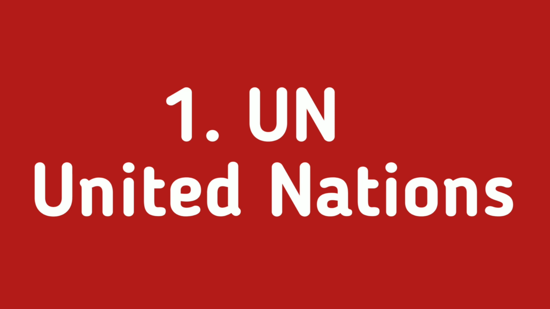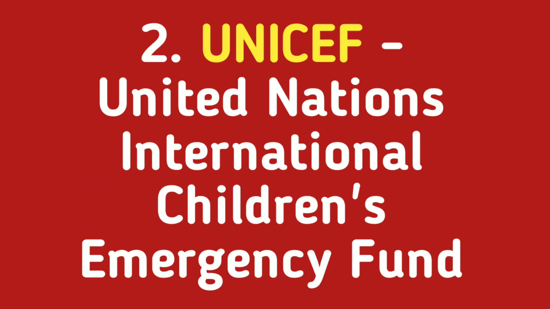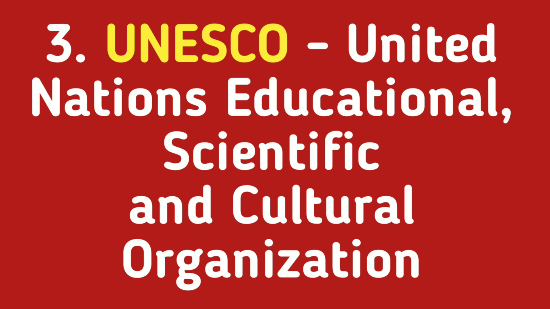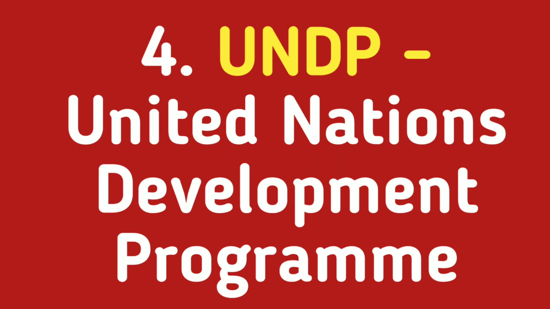So let's see what is the abbreviation of different departments and organizations. Number one, UN, United Nations. Number two, UNICEF, United Nations International Children's Emergency Fund. Number three, UNESCO, United Nations Educational, Scientific and Cultural Organization.